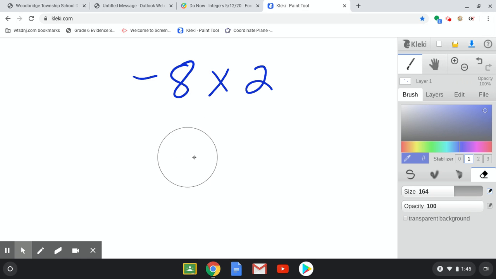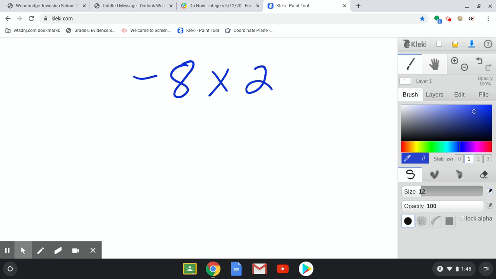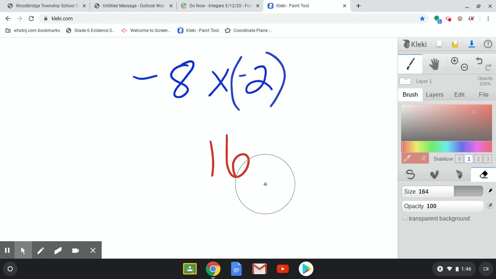So let's see what would happen if I change this. So I have negative 8 times negative 2. Well, my signs are the same, so my answer is going to be positive, and now I just multiply 8 times 2. My final answer would be 16. Okay? Same thing with division.